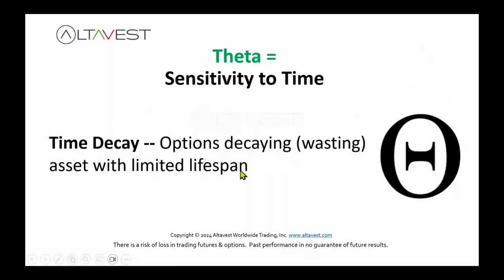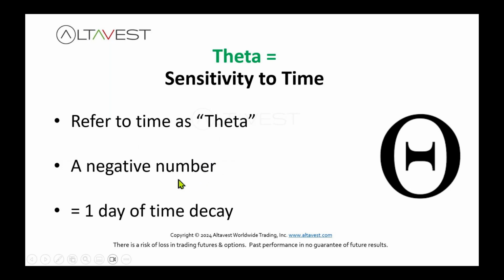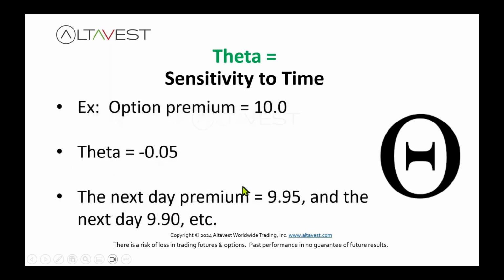And then theta is the other Greek that you need to know, and that's just a function of time, sensitivity to time. Remember, an option is a wasting asset, and it has an expiration date, limited life. So theta is usually a negative number, equals 1 day of time decay. So if an option premium is 10 points and theta is negative 0.05, that means the next day the premium would drop to 9.95 in value, and the next day after that 9.90, and so on and so forth.